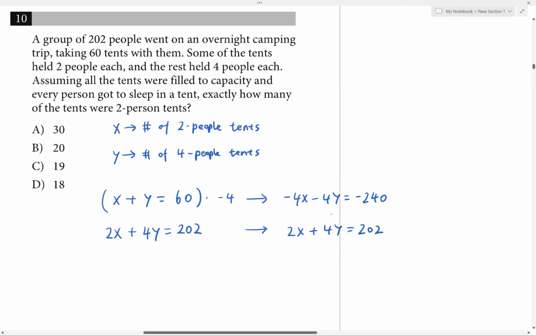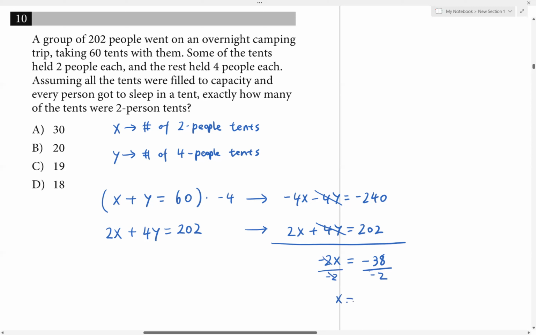By multiplying the first equation by -4, now we get the y values to match. We have a -4y and a positive 4y. So if we add the 2 equations together, the -4y and the +4y will cancel out. On the left side, we get -4x plus 2x, which is -2x, equal to -240 plus 202, which is -38.